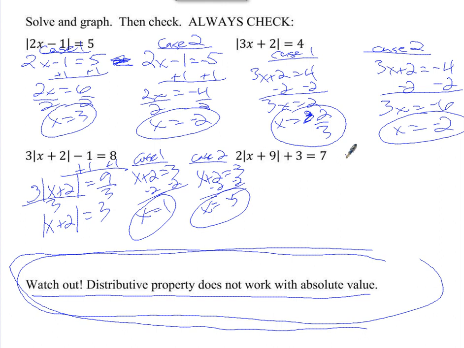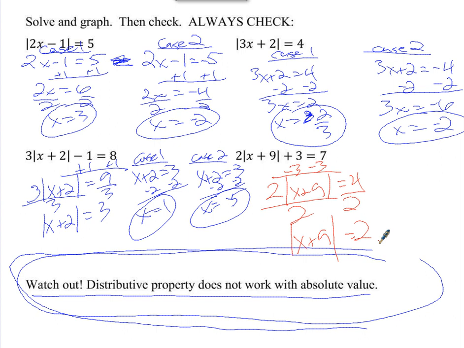I'd like you to do this problem. It's very similar to the last one. Let me change colors so we don't get confused. So we subtract 3 from both sides, and we have 2 times the absolute value of x plus 9 equals 4. Now what? Divide by 2. We're getting the absolute value by itself. So I have absolute value of x plus 9 equals 2. Now what?